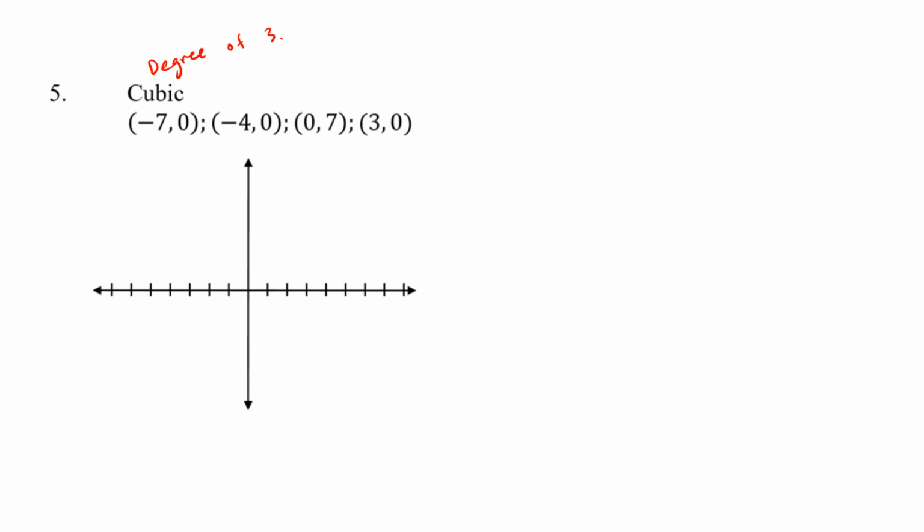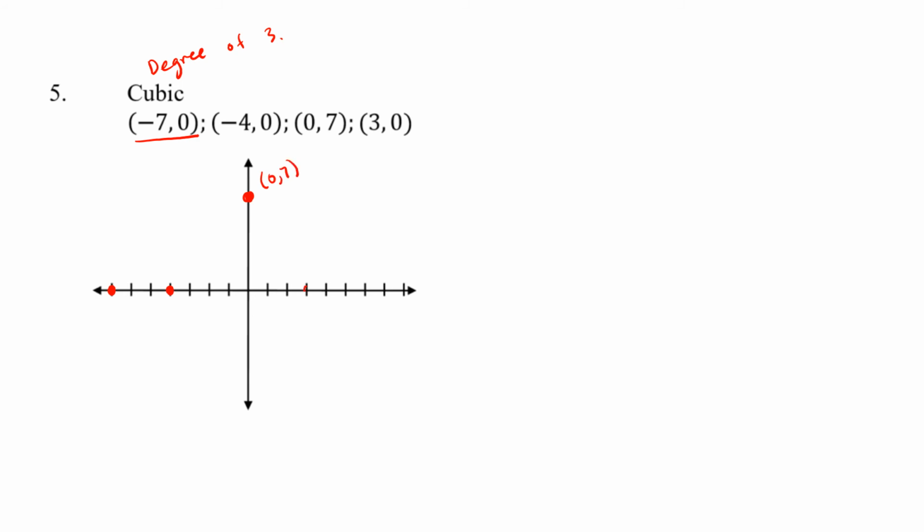After that, it gives us some coordinate points, so let's graph them. Negative 7, 0. 5, 6. Negative 7, 0 is right here. Negative 4, 0. It's another x-intercept. And then 0, 7, that pops us up here. That's a y-intercept.